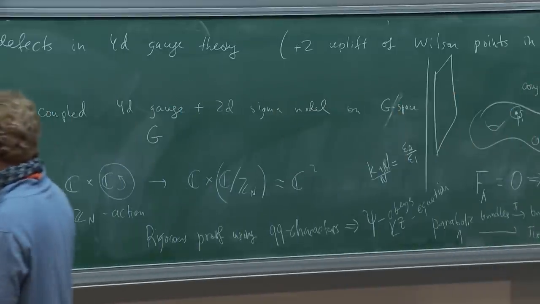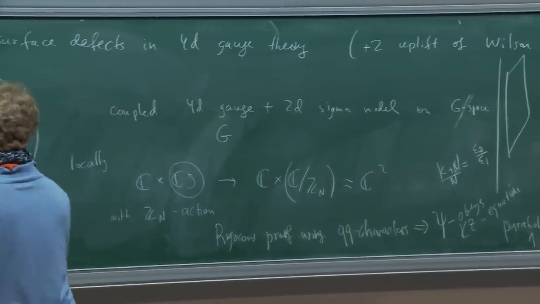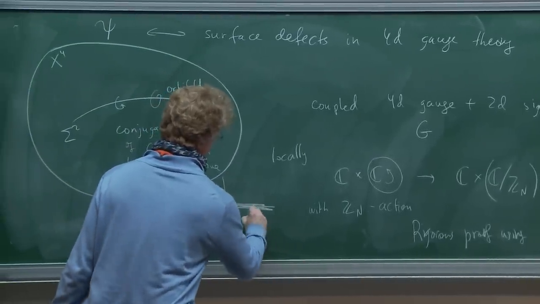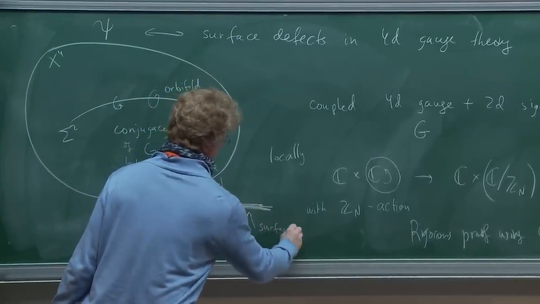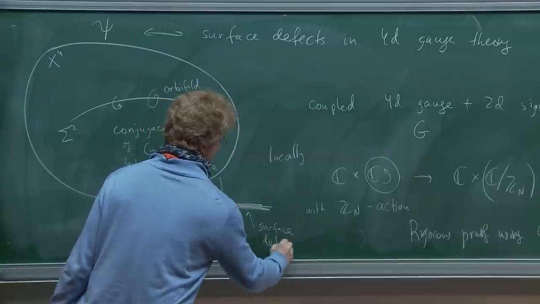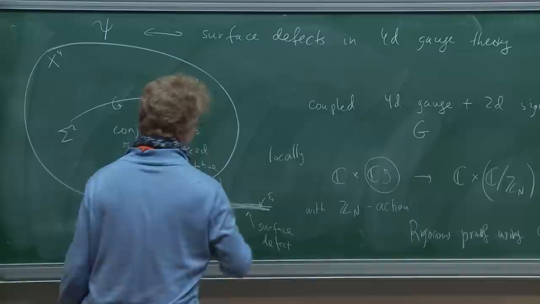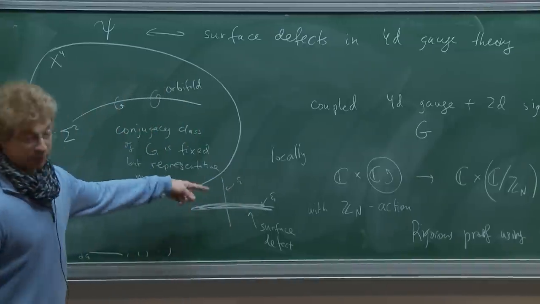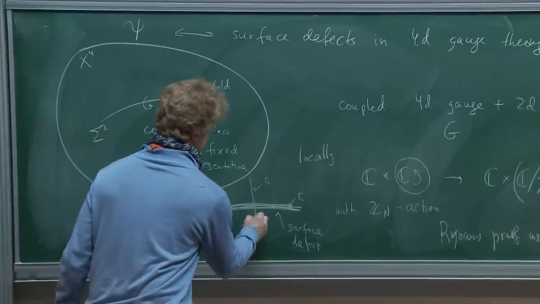Now the equivariant parameters are not on equal footing, because you have one direction, which is the direction along the surface defect. Here we have equivariant parameter epsilon 1, and epsilon 2 is a parameter transverse, so this is in transverse space.